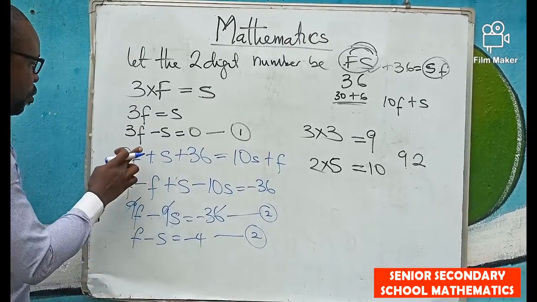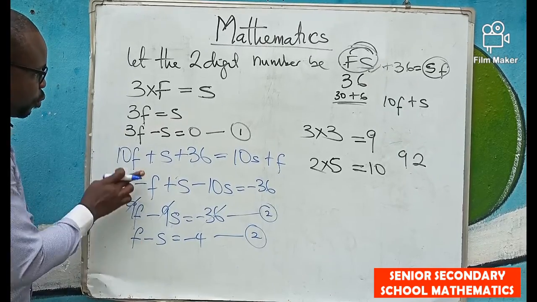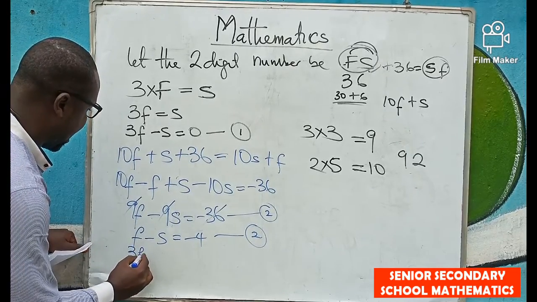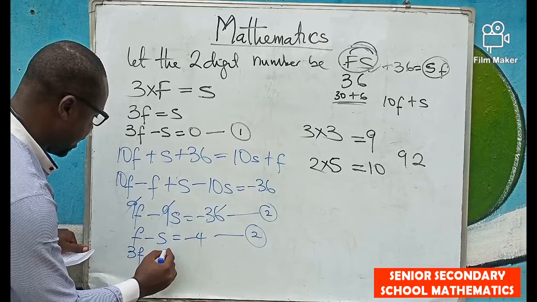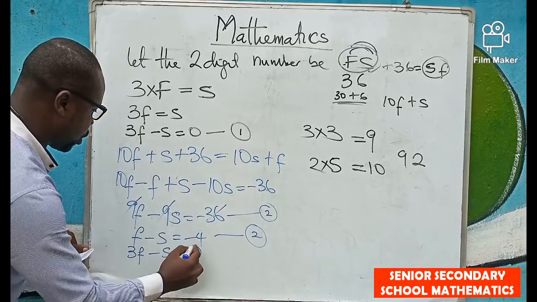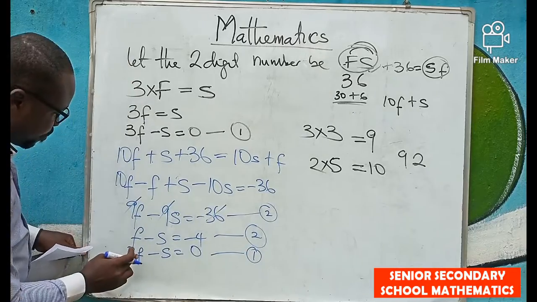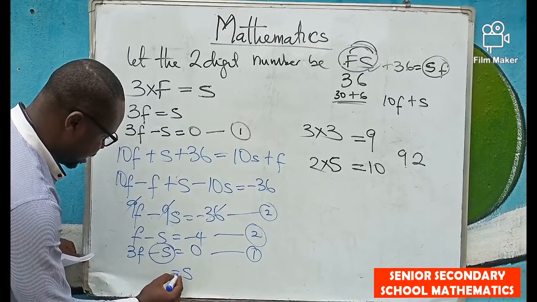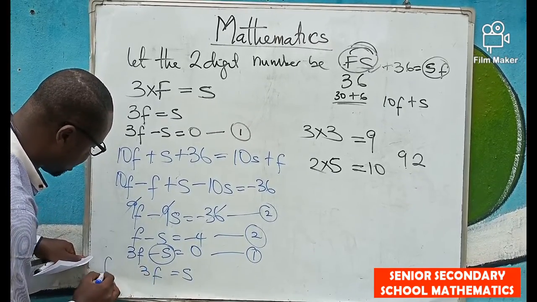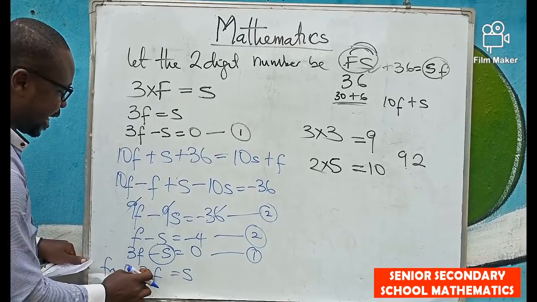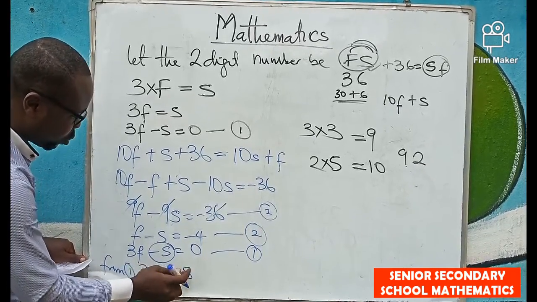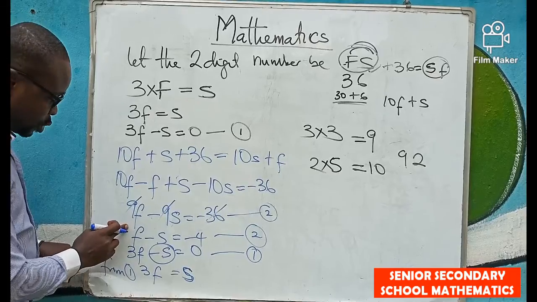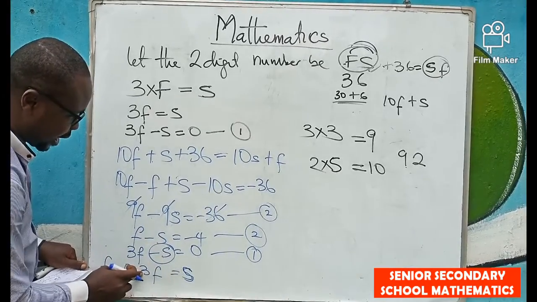So I have equation 1 and equation 2. Equation 1 says 3F minus S is equal to 0. Then I can find the value of S here, which gives us that S is equal to 3F. So from equation 1, 3F is equal to S. I want to put the value of S, which is now 3F, in equation 2. That is by means of substitution. So I am removing S from equation 2 and putting 3F there.